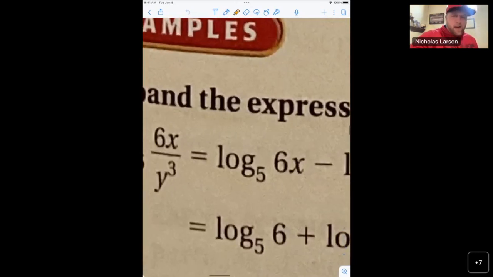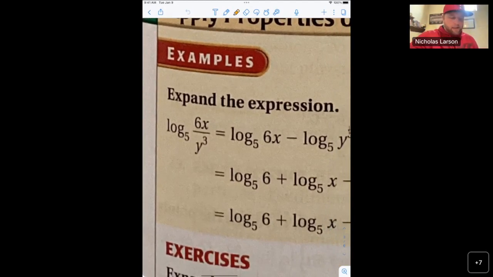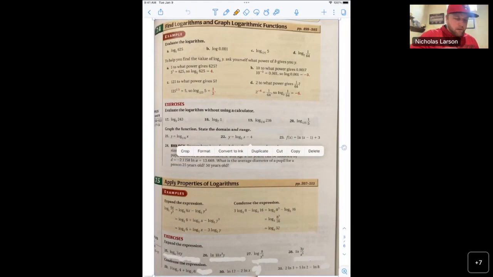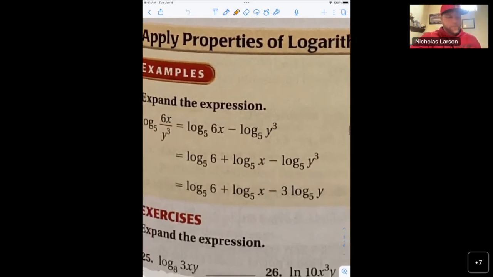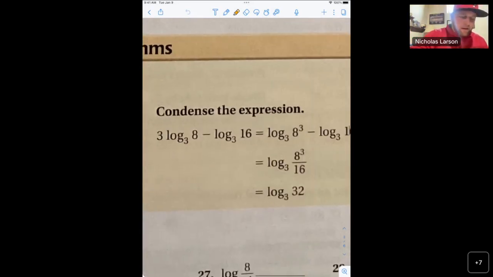Right here, I see I've got multiplication. Multiplication, I can split up and use addition. So this is like saying log 5 of 6 plus log 5 of x. So applying these different properties to manipulate the expression.